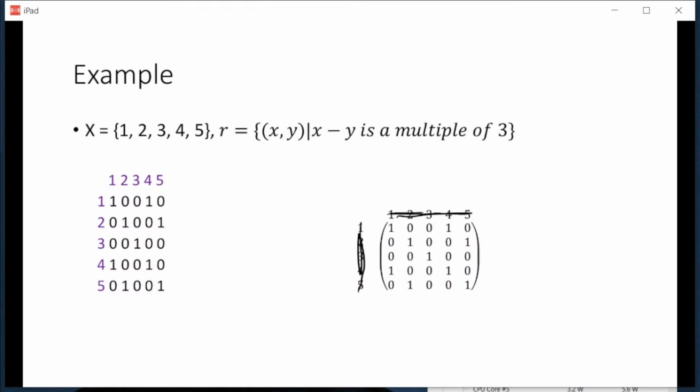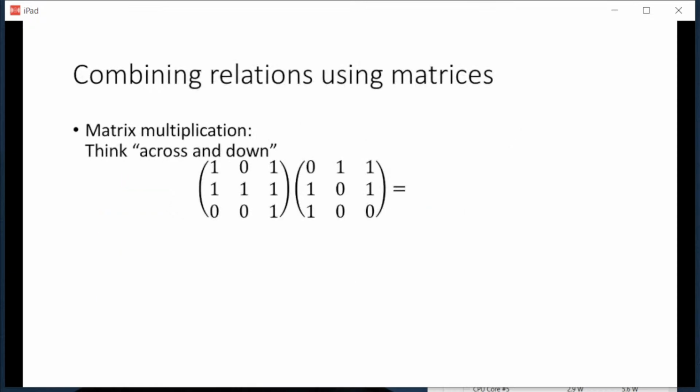Well, here, I'll just remind you of the multiplying. So if you're combining 2 relations, and I've just got 2 simpler relations here, you're going to multiply across and down. So what I mean by that is this, across and down. You probably remember doing this, so I'll just do 1 times 0 plus 0 times 1 plus 1 times 1. Do you remember doing this? And that is going to be the first entry in this particular matrix. So that's what that looks like.